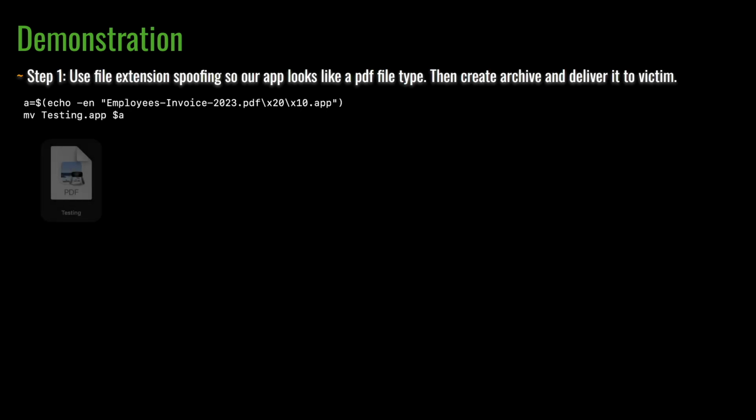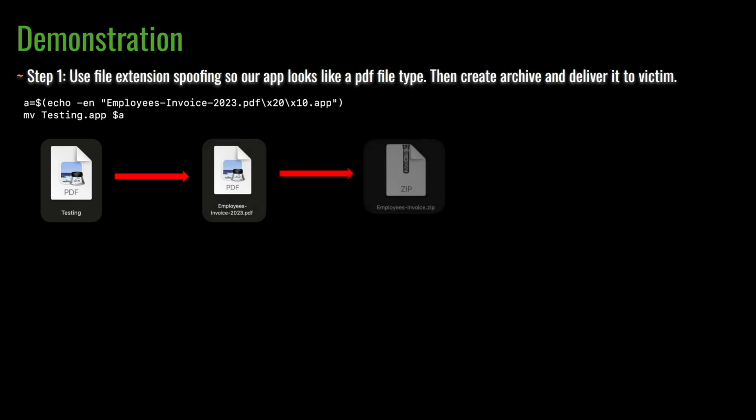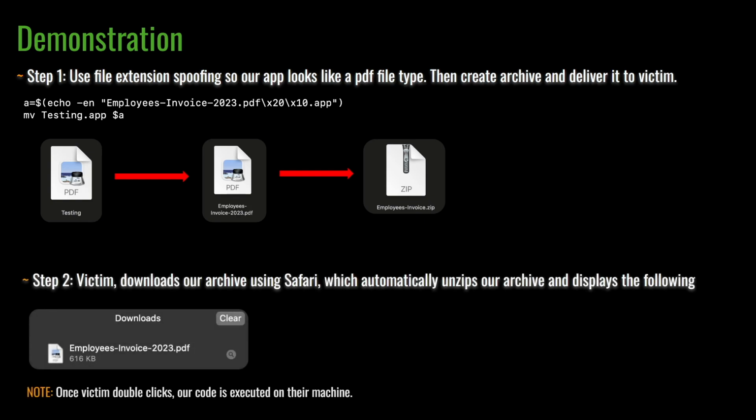So step 1 is using the file extension spoofing method so that our app looks like a PDF file type. Then we create an archive and deliver it to the victim. The victim downloads our archive using Safari in this example, which automatically unzips our archive and displays the following. It looks like a convincing PDF file. Once the victim double clicks, our code is executed on their machine and it's game over from here.